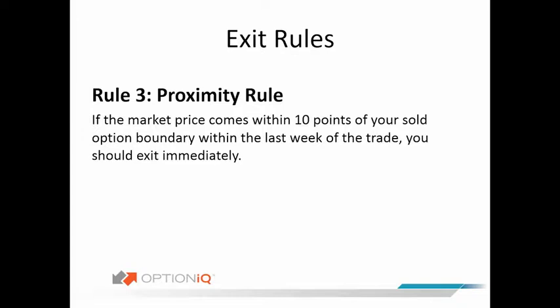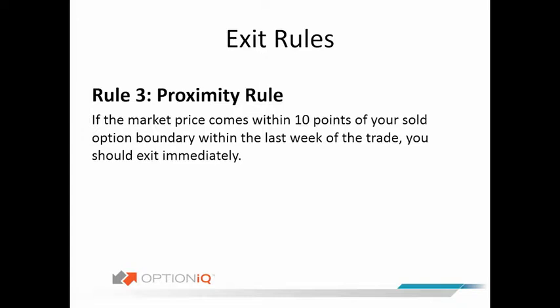And the way this rule works is it says, in the example or the instructions, if the market price comes within 10 points of your sold option boundary within the last week of the trade, and that's critical, that's key, within the last week of the trade, you should exit immediately.